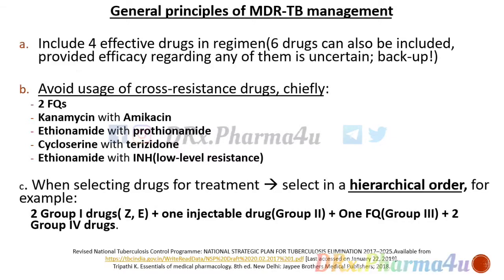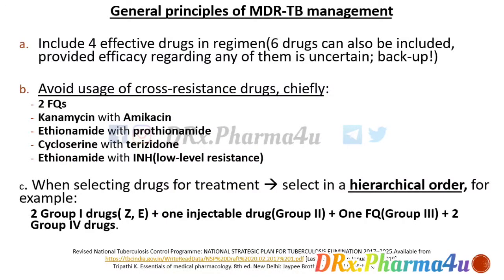So if you look at the general principles of MDR-TB management, number 1, include 4 effective drugs in the regimen. 6 drugs can also be included, provided the efficacy regarding any of them is uncertain, as a backup plan. So what I meant is that, for example, you included 4 drugs in the treatment, but you are not very sure if any of those 4 drugs will be effective or not. So as a backup plan, you can add 2 more drugs to the therapy.